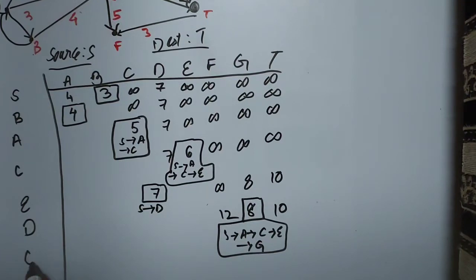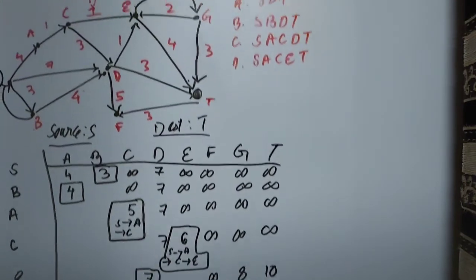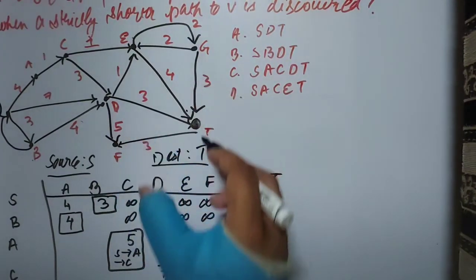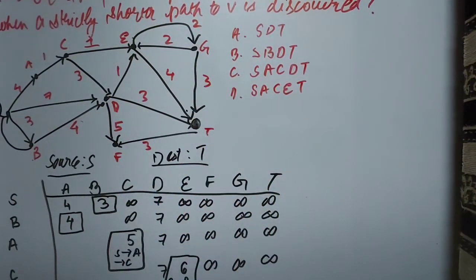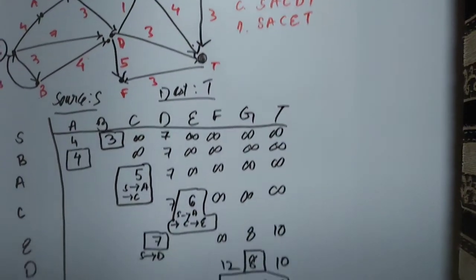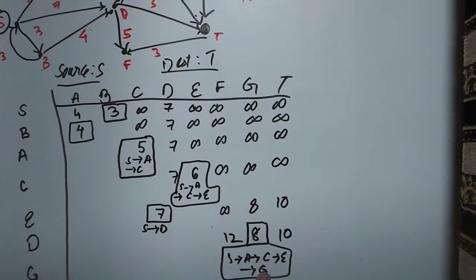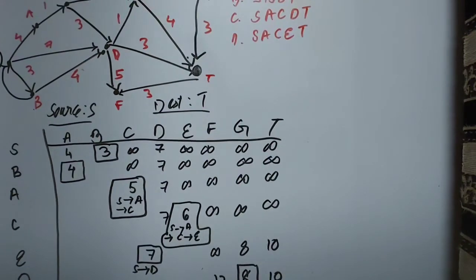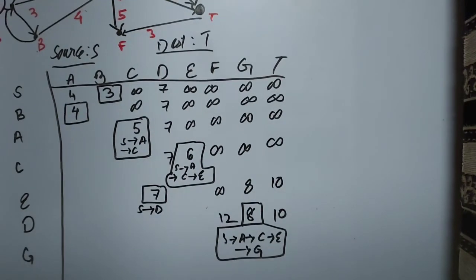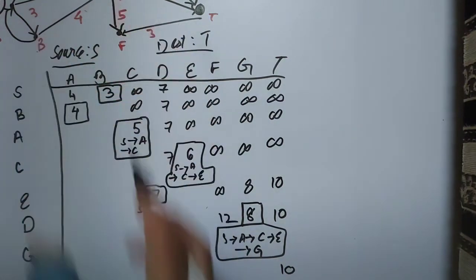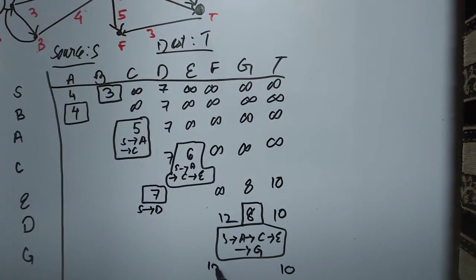Now coming to G. From G we could reach T in 3, and we could reach G in 8. So 8 plus 3 is 11, and 11 is greater than 10, so we will not update this value. It will come as it is from the previous row. No other vertex we could explore from G, so the F value as it is will come 12.